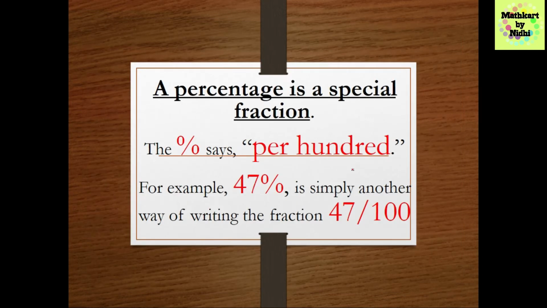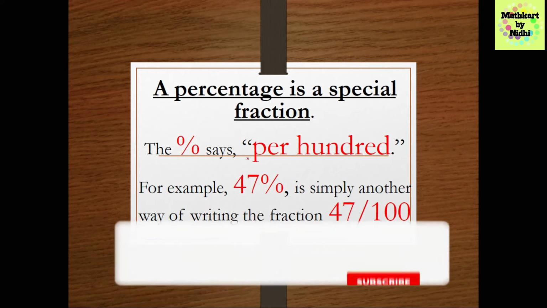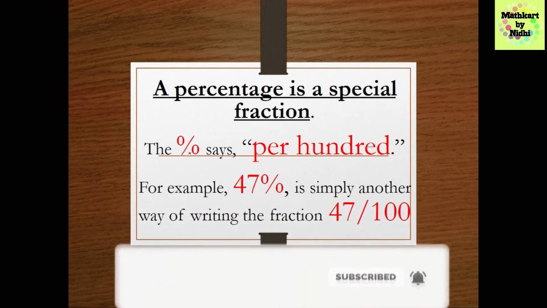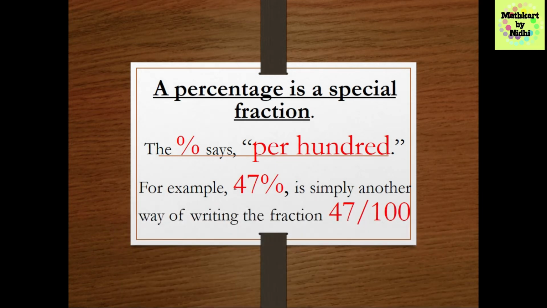As you know, the percentage is a special fraction. The percent sign says per hundred. For example, 47% is simply another way of writing 47 upon 100, as a fraction. So percentage basically means per 100, that means we are dividing that particular number by 100.